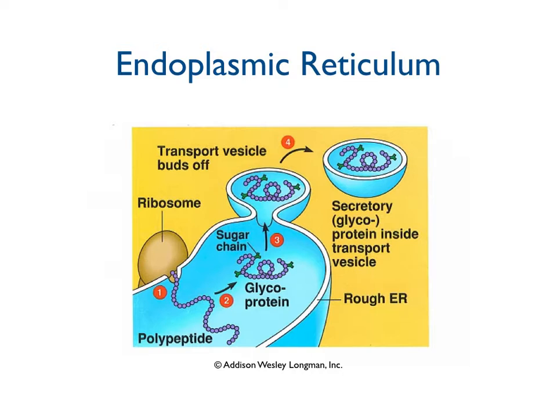After the vesicle containing the glycoprotein has pinched off from the rough ER, it's shipped on to another part of the cell. So again, this process here is very important. Ribosomes attached to the rough ER make a protein. The protein enters the rough ER where it's modified, and once it's modified, the protein is packaged in a transport vesicle and shipped to another part of the cell.